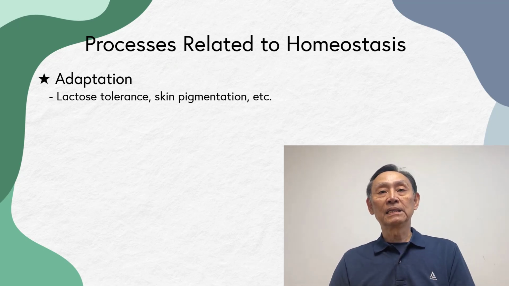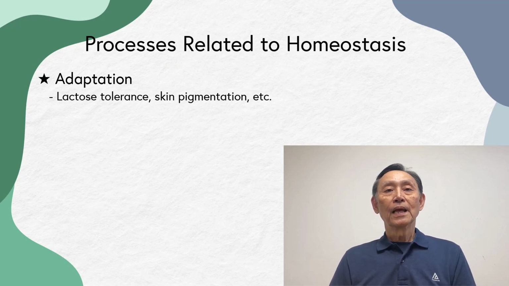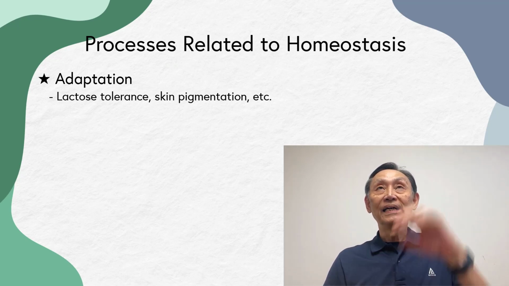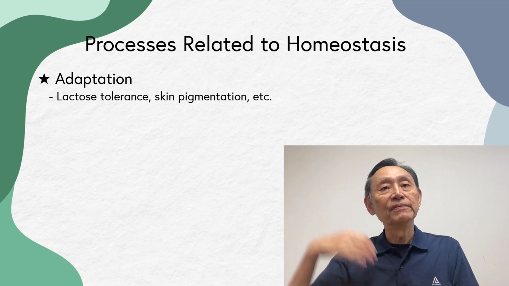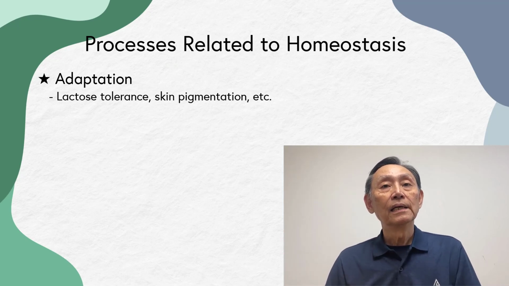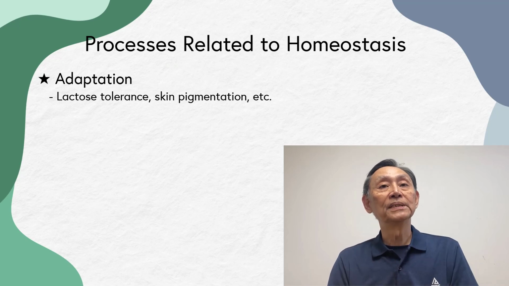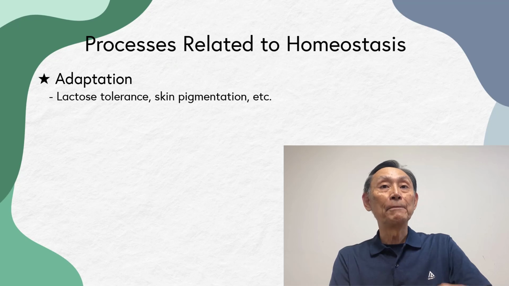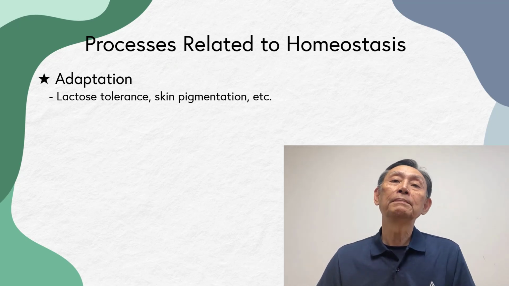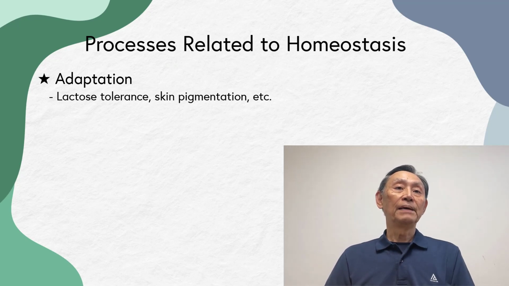And just like skin pigmentation, people living at higher latitudes receive less sunlight, so they need to absorb more UV light from the sun to make more vitamin D, so their skin becomes paler. So skin pigmentation is also an adaptation.